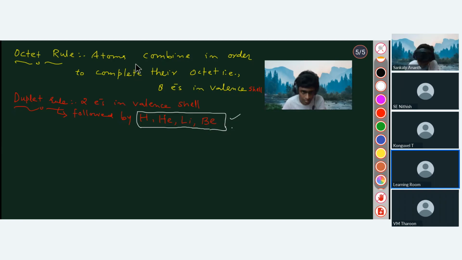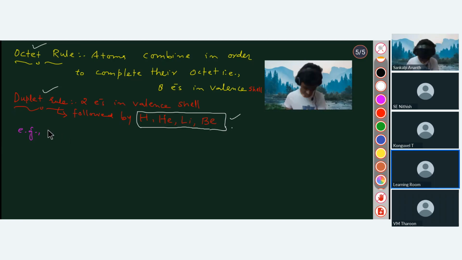The octet rule means atoms should have 8 electrons in their valence shell, and the duplet rule means there should be 2 electrons in the valence shell. But the duplet rule, for 2 or less, is only followed by hydrogen, helium, lithium, and beryllium. This is very important. Now I will give you the examples. So we can just write that the duplet rule is followed only by hydrogen, helium, lithium, beryllium. Exactly, it's only followed by these elements.